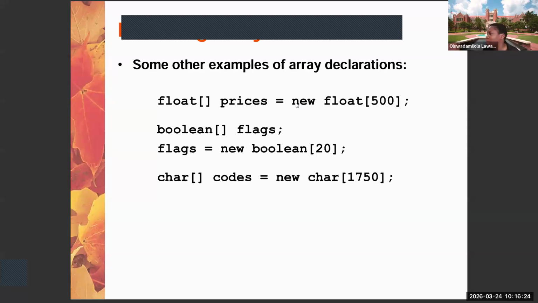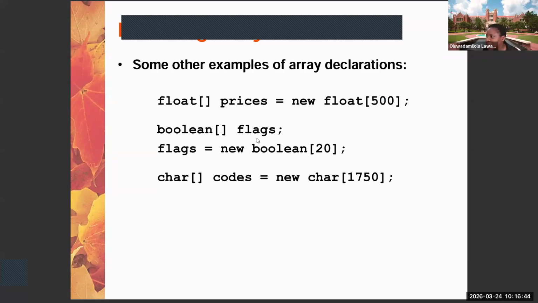And what equals to what? We're saying new float, which is the data type of the array. And this is the size of our array, 500 elements. So the array size here is 500.